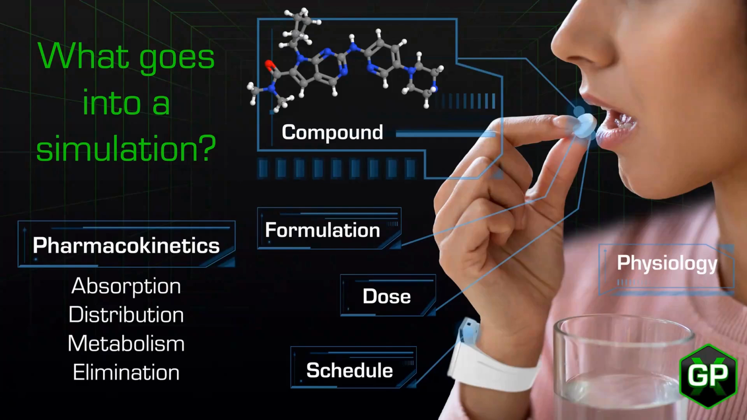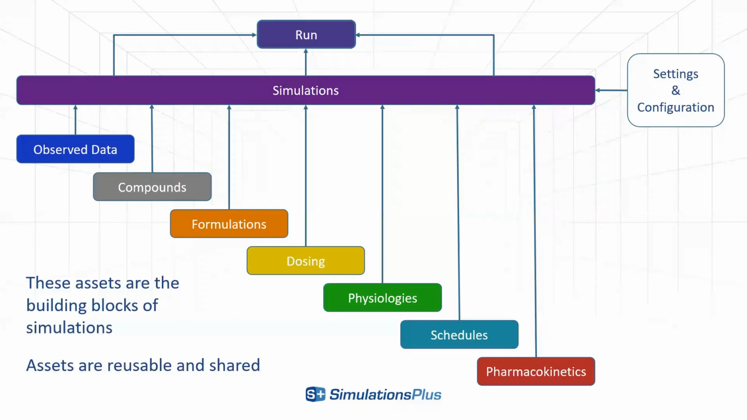Of course, we also have ADME, or the pharmacokinetics of how that drug behaves in the subject's physiology. Naturally, a simulation is comprised of all these same components. In GPX, each of these components is represented logically as an individual building block, called an asset in GPX terminology.